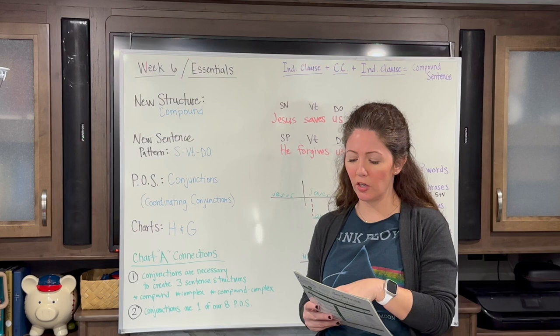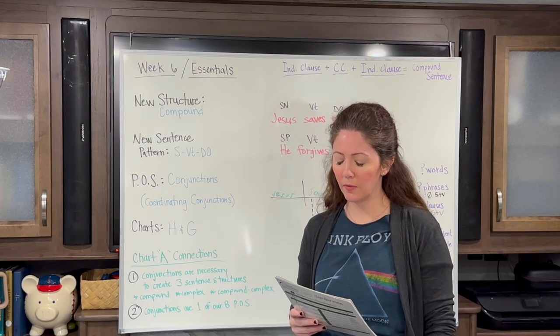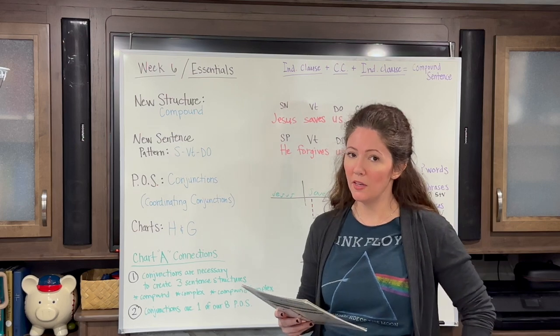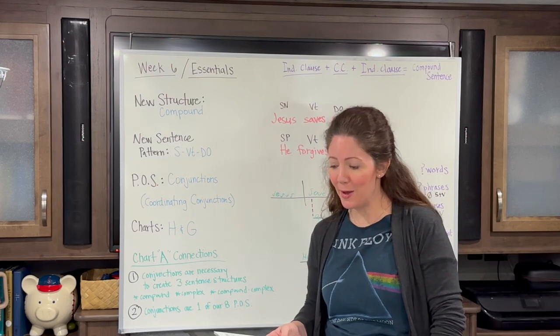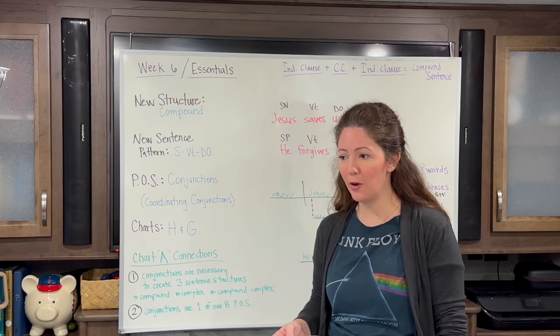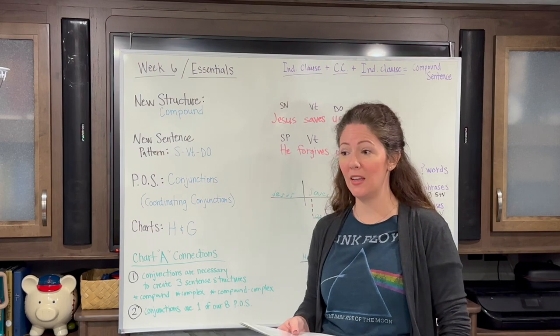And subordinating conjunctions go like this. Subordinating conjunctions, when, while, where, as, since, if, although, because, unless.